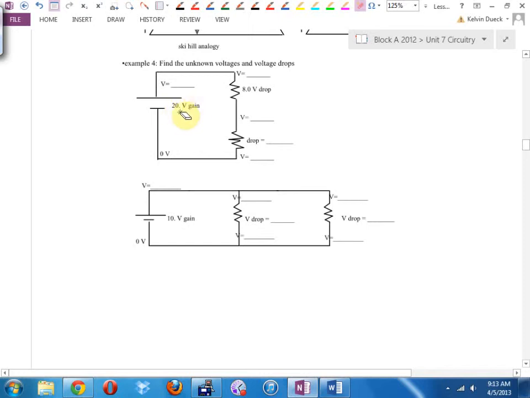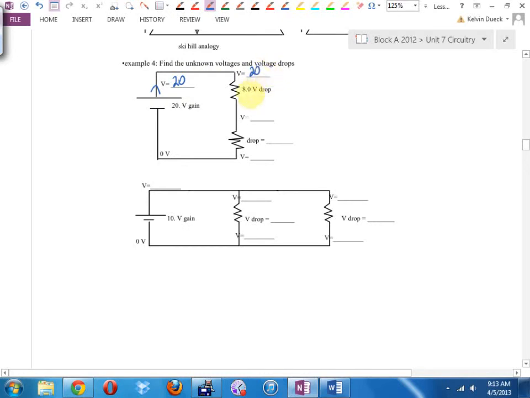How high is the chairlift? How high is the battery? What's the voltage on the battery, Ben? You gain 20 volts. That means if you start here and you end here, you better lose 20 volts to get here. Okay? So I'll make a little, hey, current's going this way. What's the voltage? Right now I'm at 20 volts. And right here I'm still at 20 volts because I haven't gone down a hill yet.